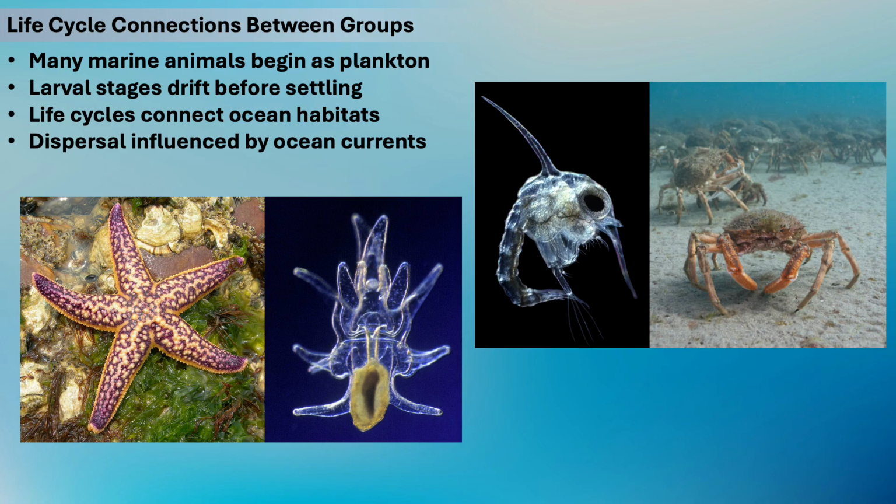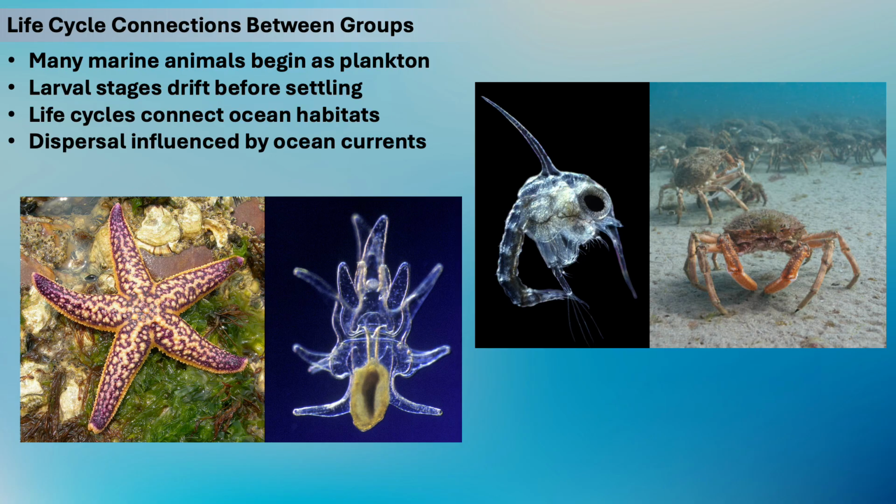Fish provide another example of this life cycle connection. Many fish species produce eggs that hatch into tiny larval fish that initially behave much like plankton. At this stage, the larvae are weak swimmers and are largely transported by currents. As they grow and develop stronger swimming ability, they gradually transition into the nektonic lifestyle of the adult fish, allowing them to actively control their movement through the ocean.